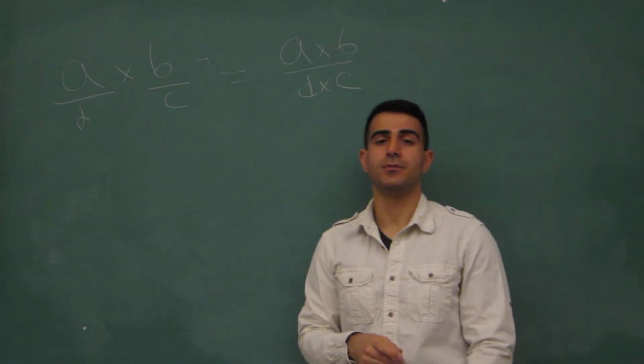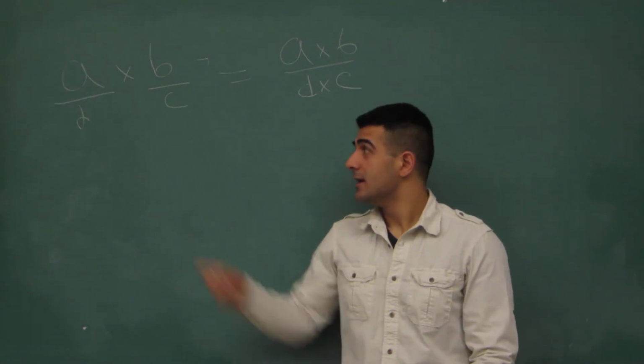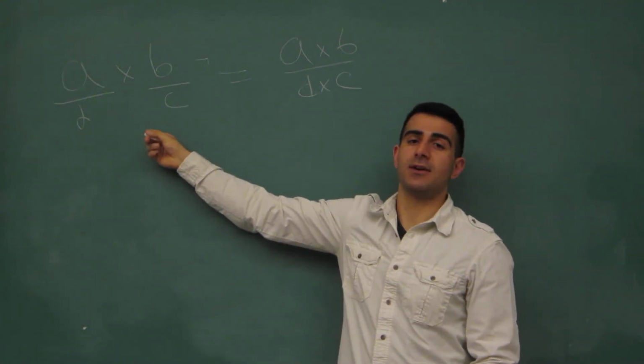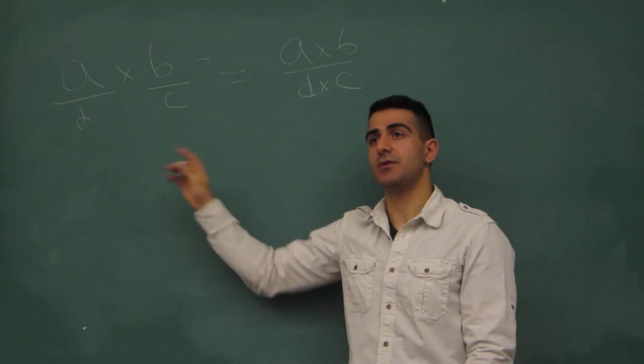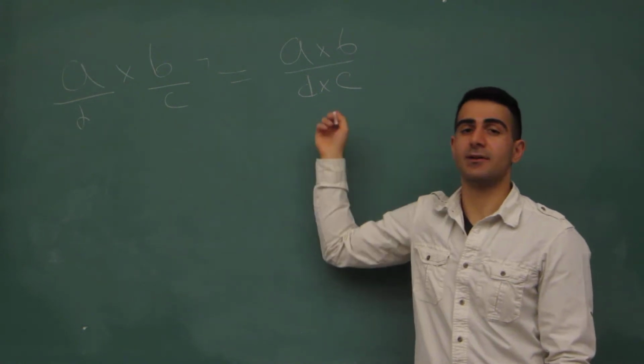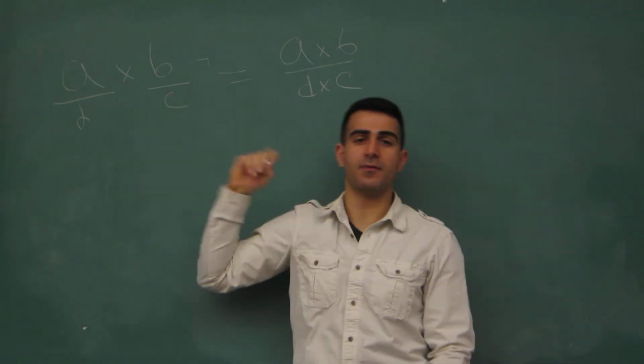So I'm going to show you how to multiply two fractions together. The general form I'll write here, and I'll explain it to you first, and you might not understand it, but then once I do the examples, you'll understand exactly what I said before.